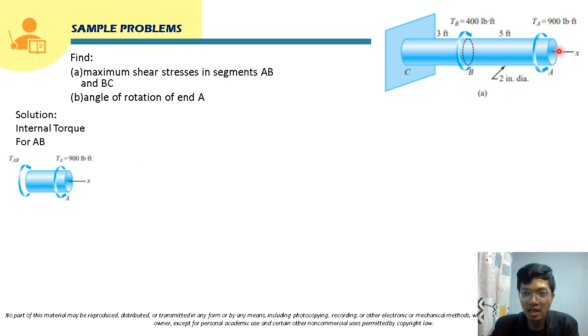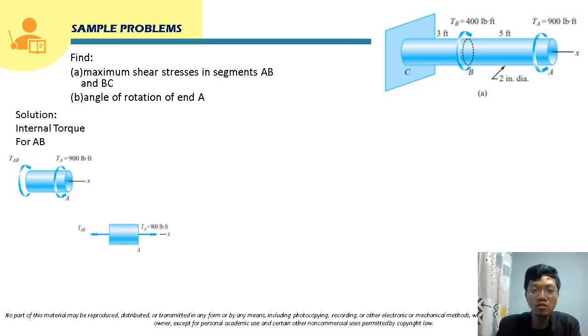So we consider this segment upon cutting segment AB here at this section. Upon cutting, class, there will be an internal torque TAB here. So this is the internal torque. The applied torque here is TA, and that is equal to 900 pound-feet. Of course, the direction of the internal torque TAB should be opposite of the applied torque. The applied torque is counterclockwise, so the internal torque must be clockwise, to make it in equilibrium.